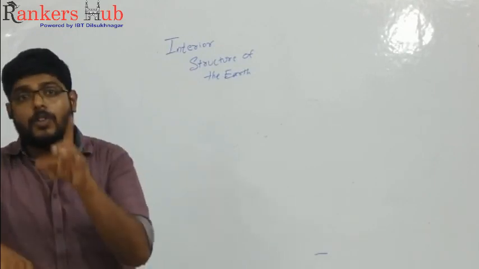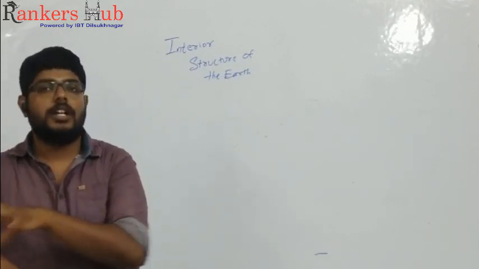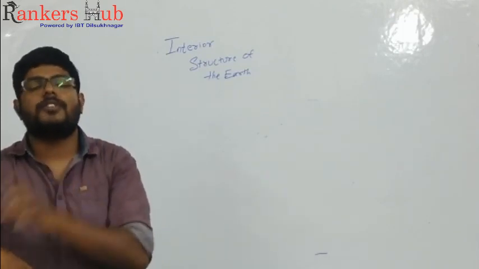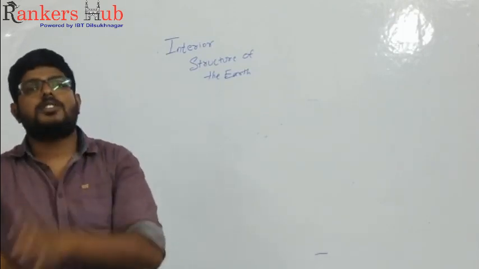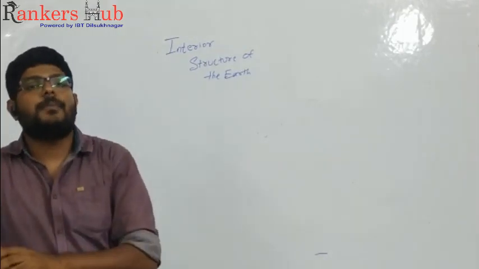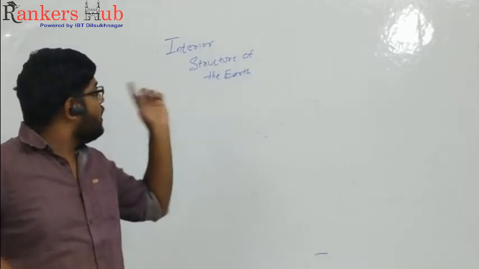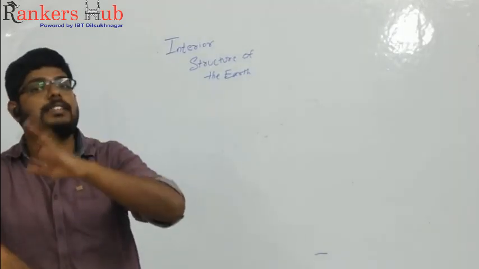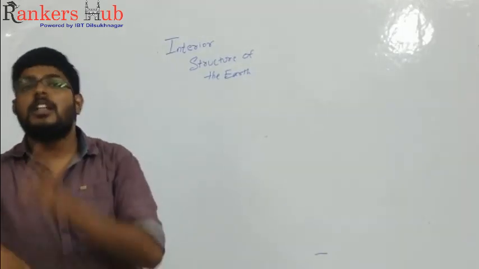How Earth was formed, what is Earth, why is Earth, how is Earth, right? All the physical concepts of geography will be in physical geography. In this physical geography, this part plays a very major role. What is this part? This part is the interior structure of the Earth. Interior structure of the Earth means what does the Earth consist of inside the surface, right?